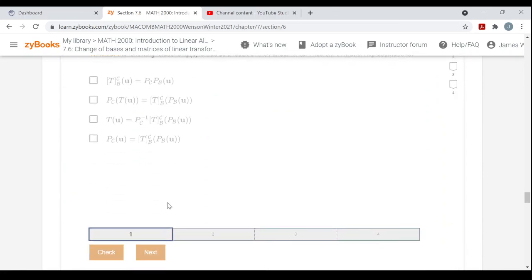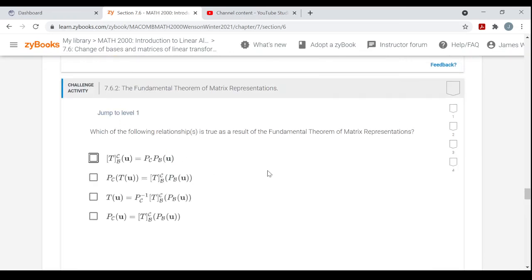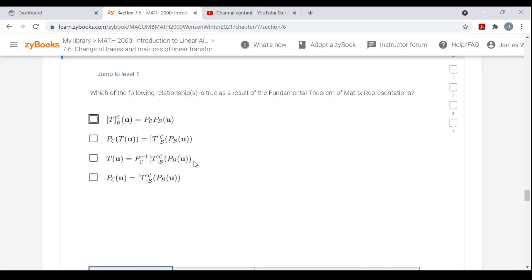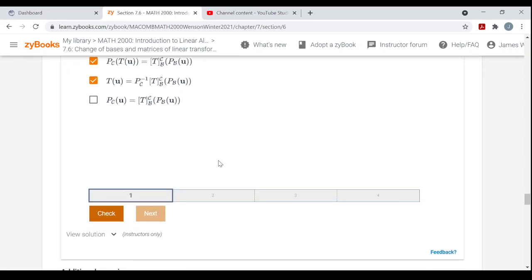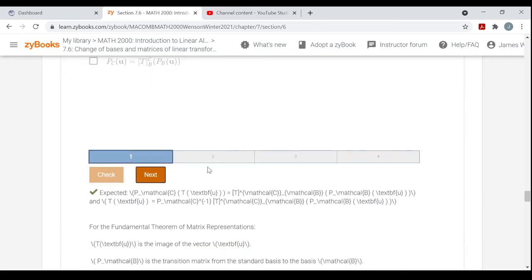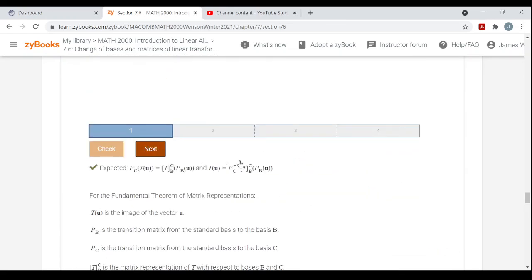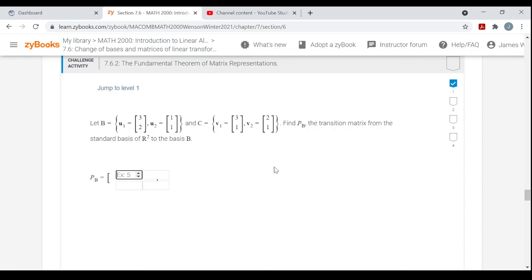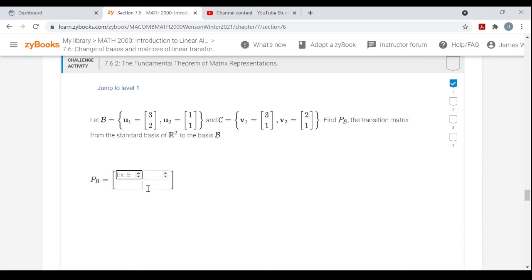All right, and then the challenge activity. Let's take a look. This is just going back through remembering what relationships were there. This is true, from my map. And if this is true, multiplying by PC inverse, this is true. And that would be about it. Okay. All right, and let's take a look at the other levels. They're asking you to find that transition matrix from the standard basis of the domain to basis B. So that shouldn't be so bad.